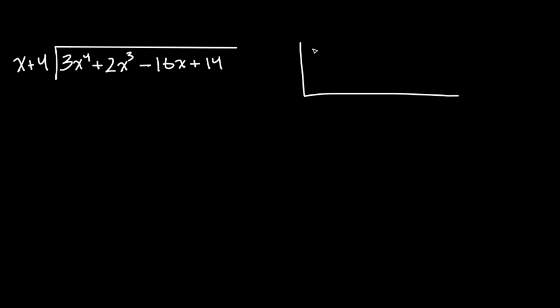So we write down the coefficients, which would be 3. Then we write down 2. But of course, we have a 0x squared, so we're going to write down a 0. We then have minus 16. And finally, 14. Now let's continue with our normal process. We select the opposite of whatever is over here, and that'll be negative 4. So I'm going to write down negative 4, and that's also something different. This example is very instructive.